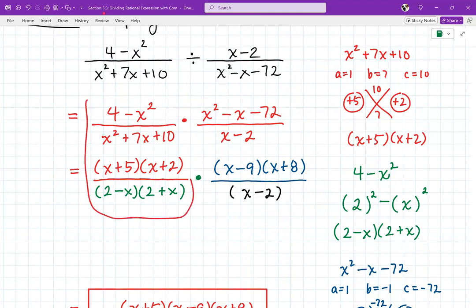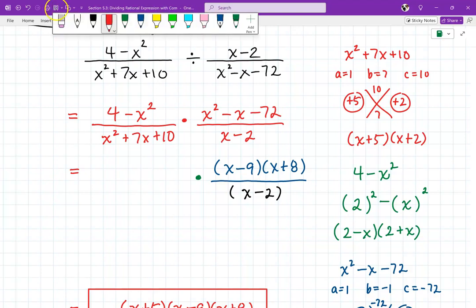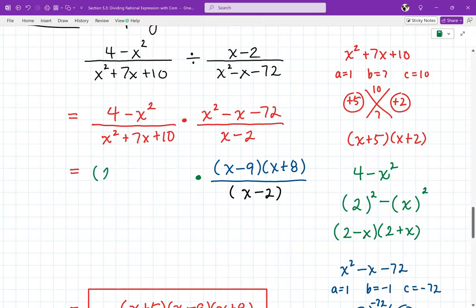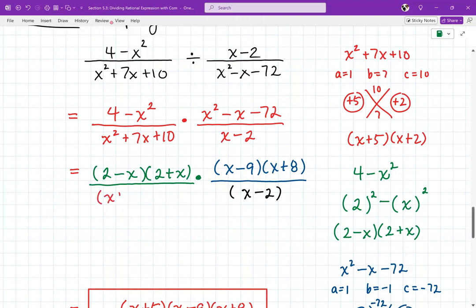But this part right here, I'm just going to flip it, okay? I'm going to flip this part on the bottom. So, sorry about that. What did I use for that? Green. Go to green. This should be 2 minus x, 2 plus x over. That was for the green part, and then the other one I used red. All right. And this is going to be x plus 5, x plus 2.